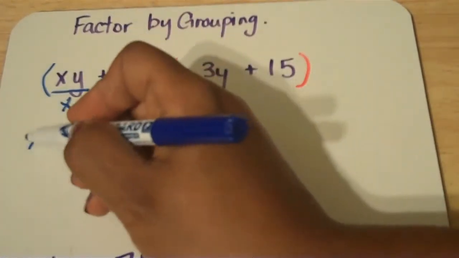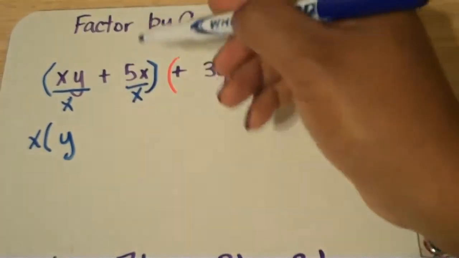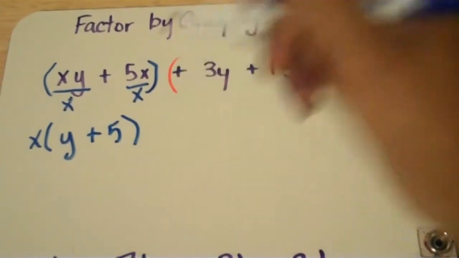So here we would rewrite it as x times (y plus 5). xy divided by x is equal to y. 5x divided by x is equal to 5.